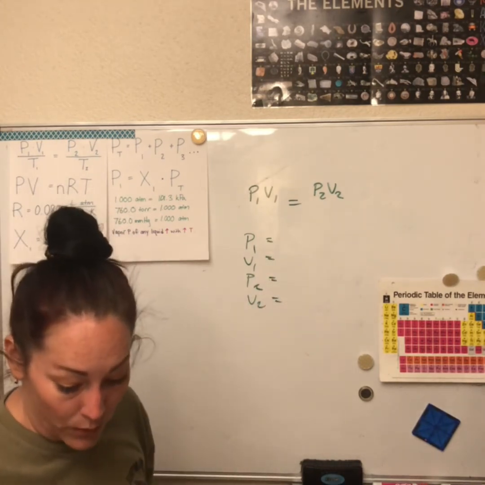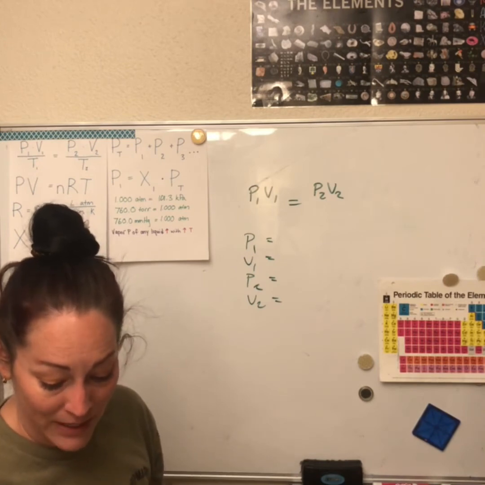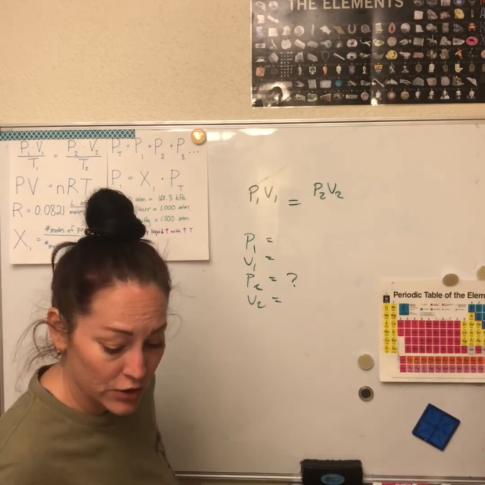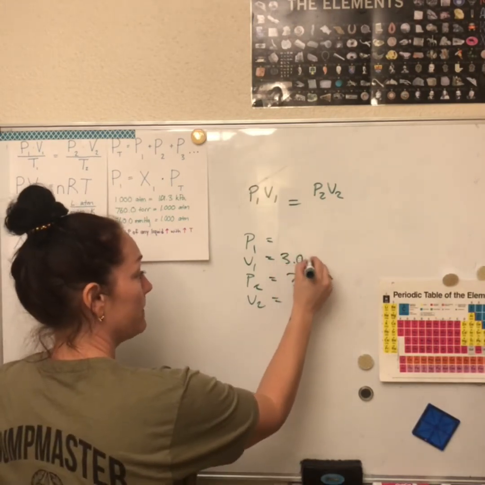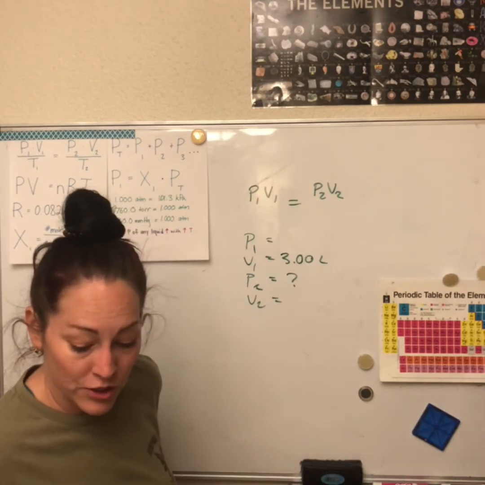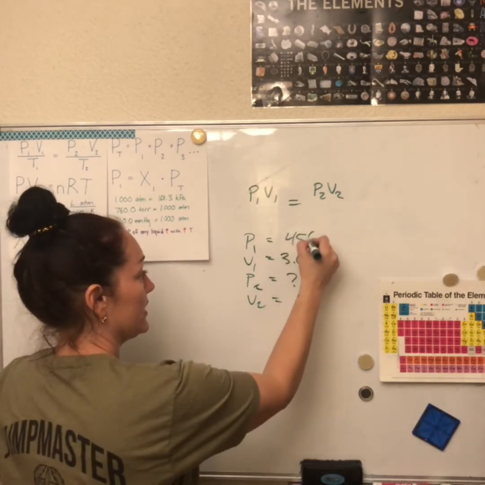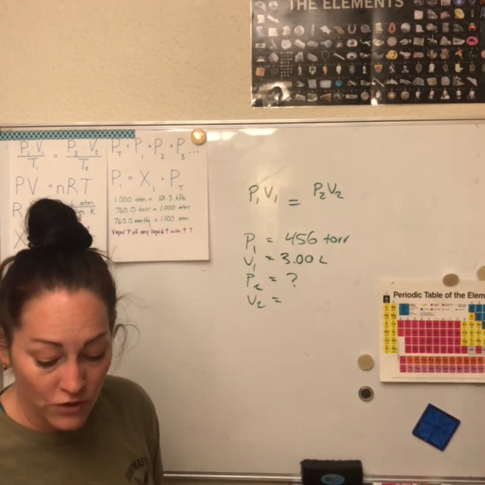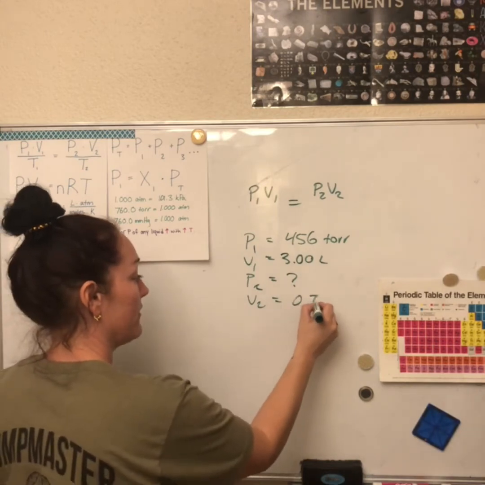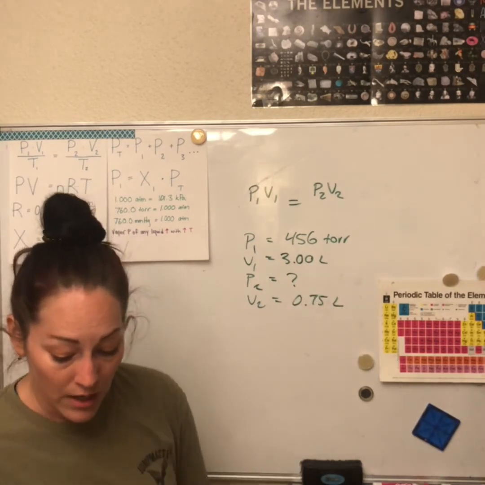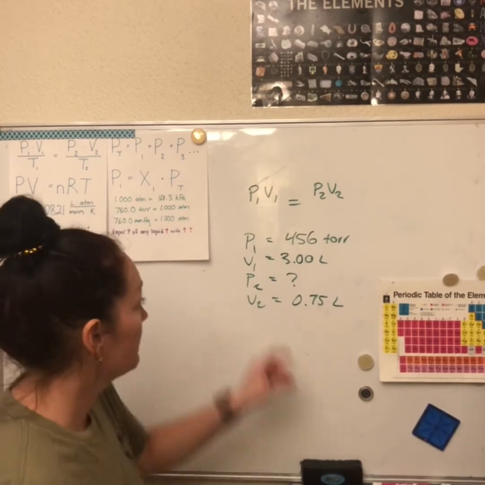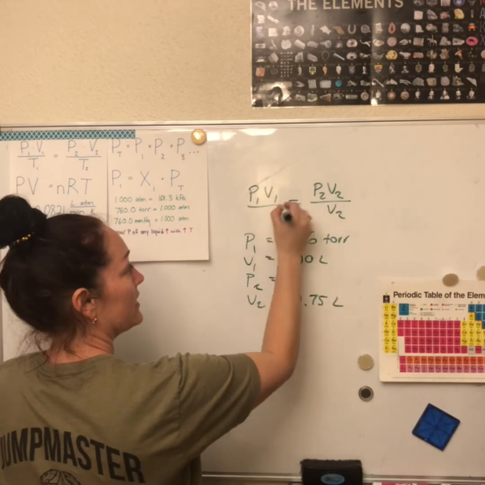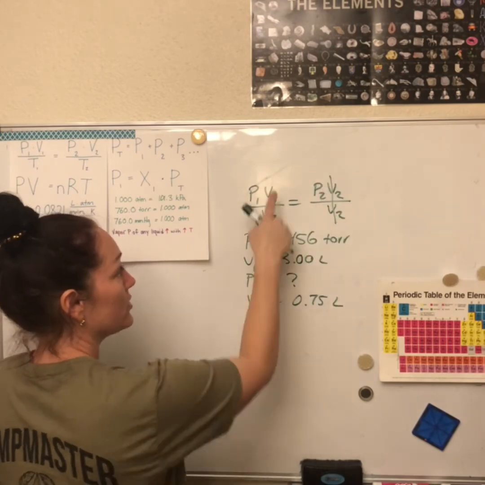And they said, what will the pressure of the gas be? So I'm looking for the new pressure. So I'll plug my things in. 3 liter, so that's a volume of gas at a pressure of 456 torr. And it says the new volume is 0.75 liters. Okay, so I'm solving for P2, so I need to get that V to the other side.